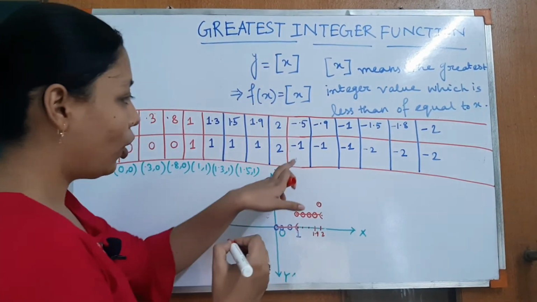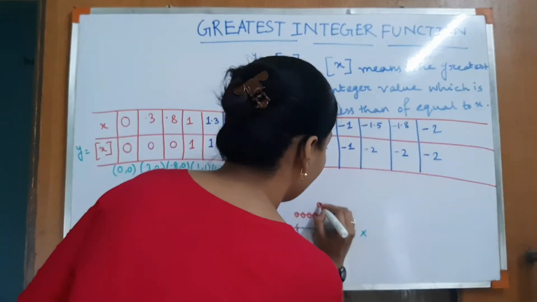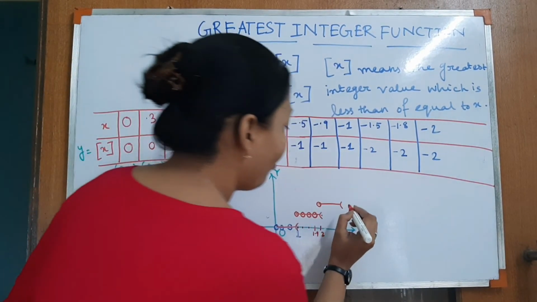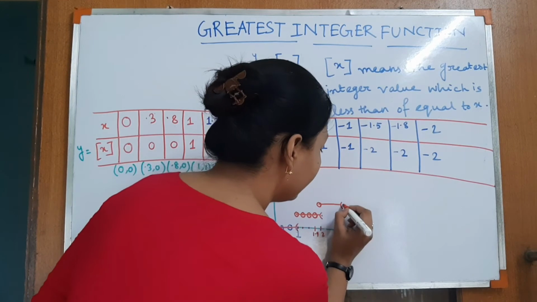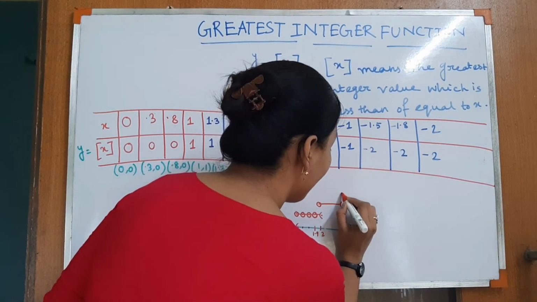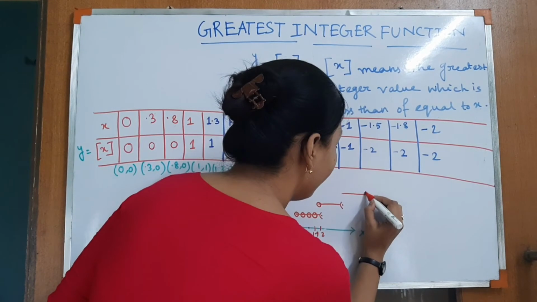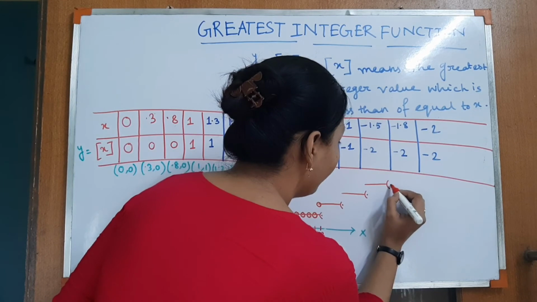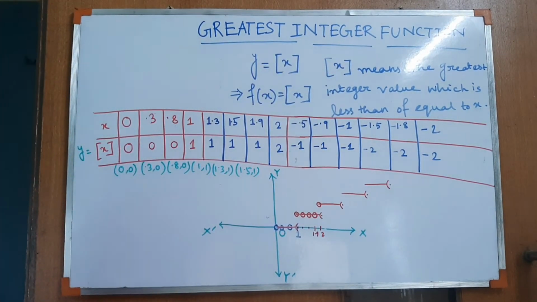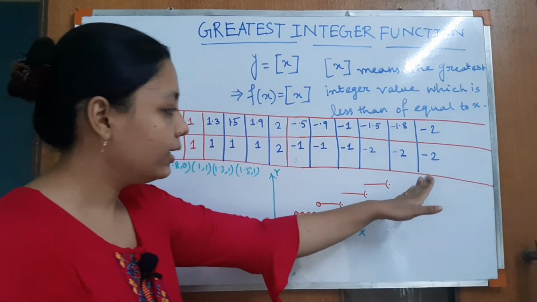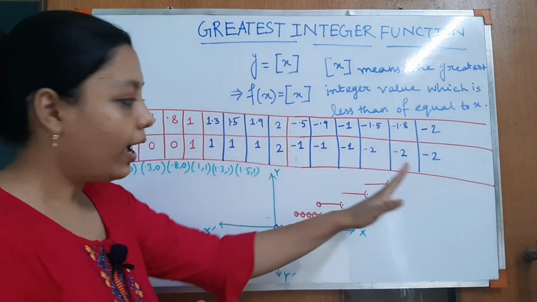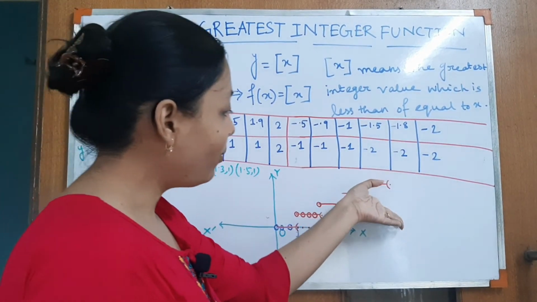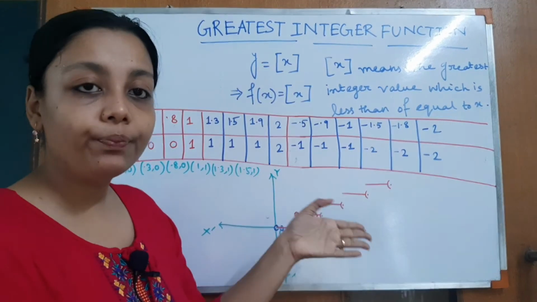And also in this way we draw another line which does not contain the point 3 comma 3, and next we draw another line which does not contain the point 4 comma 4. Also we draw another line which does not contain this point 5 comma 5. So, in this way we get the graph for box x, and this type of shape is also called the floor function.